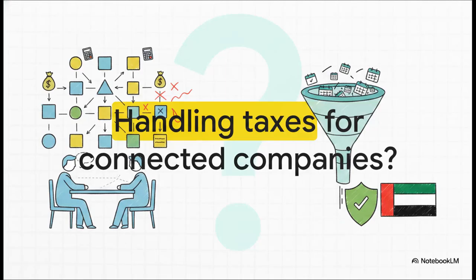So picture this scenario. You've got a client sitting right across the table from you, and they don't just own one simple business. Nope, they're running a dozen connected companies. We're talking subsidiaries, separate holding companies, the whole shebang. And they are looking directly at you for answers. How do you handle their taxes?